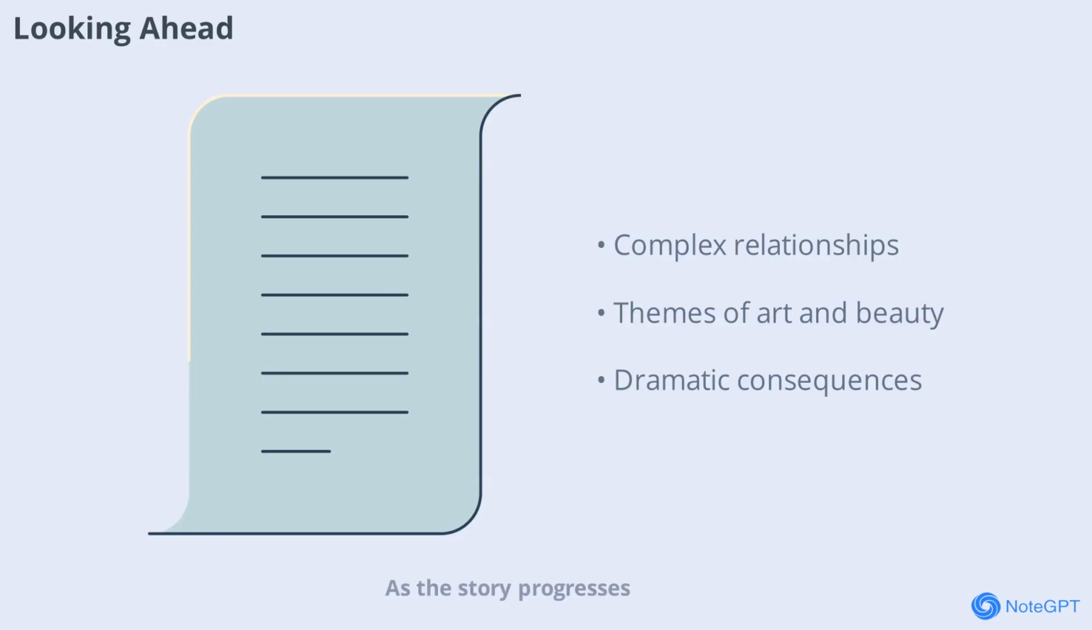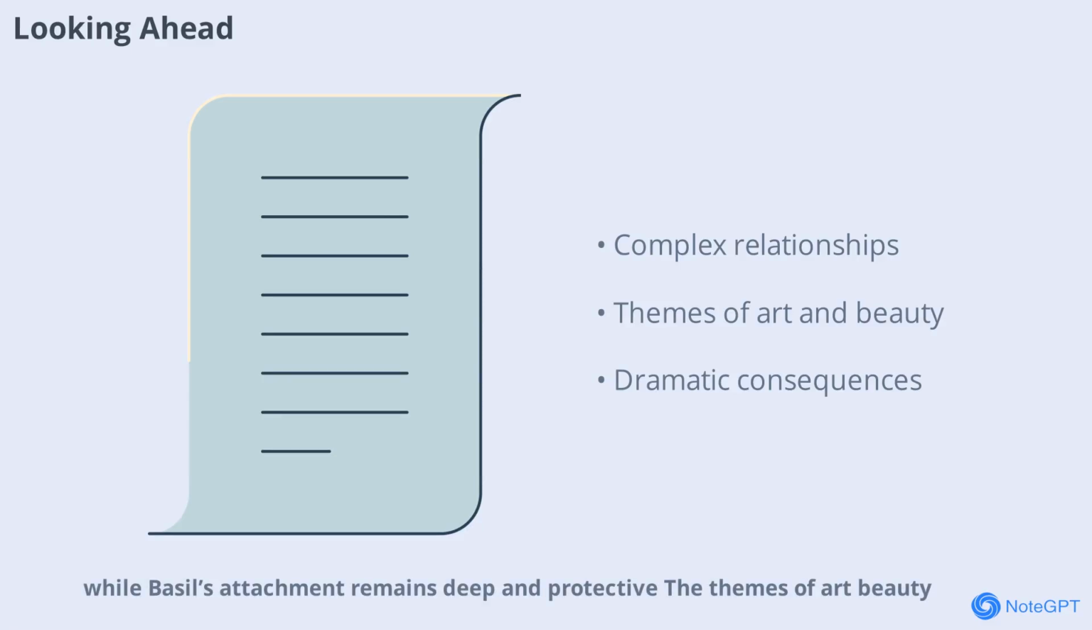As the story progresses, Dorian's choices and relationships become increasingly complex. The influence of Lord Henry grows stronger, while Basil's attachment remains deep and protective. The themes of art, beauty, morality, and influence continue to shape the narrative, leading to dramatic consequences for all involved.